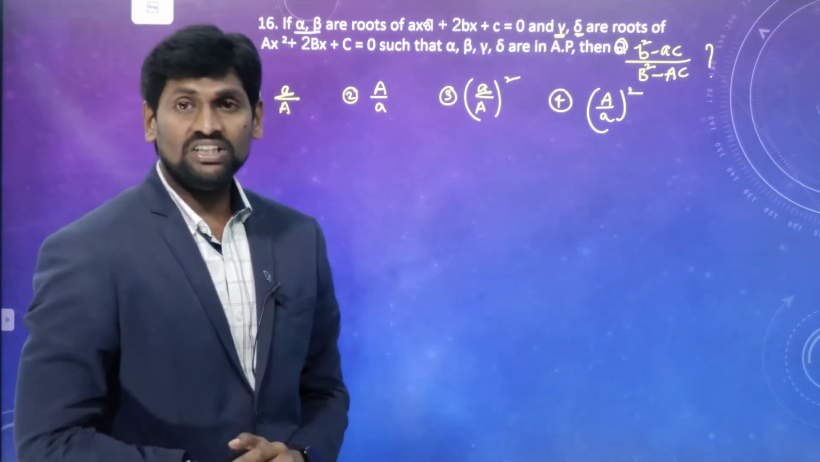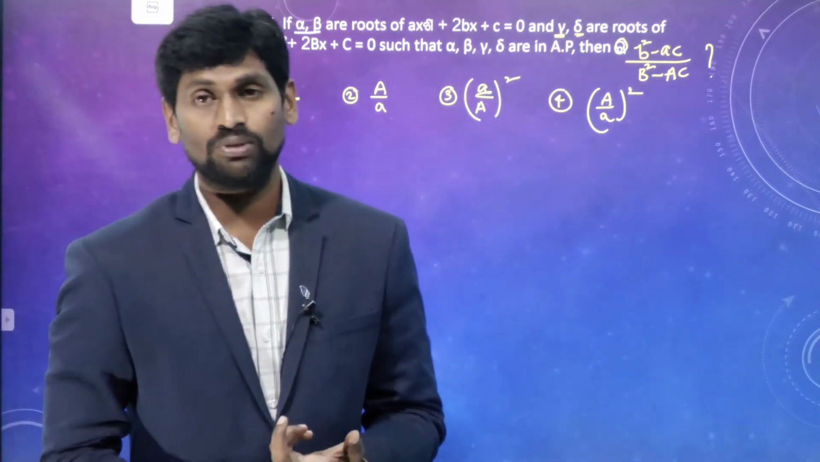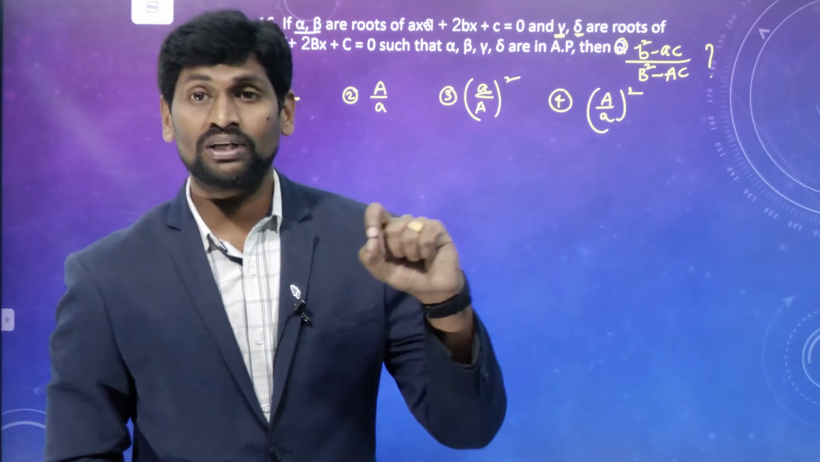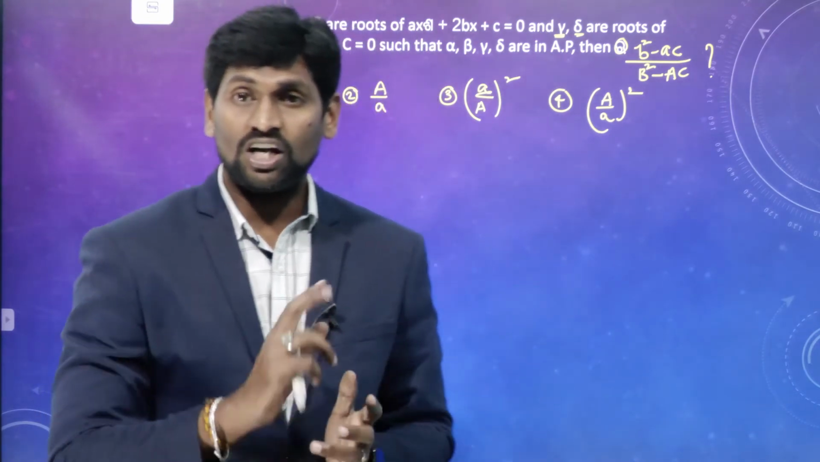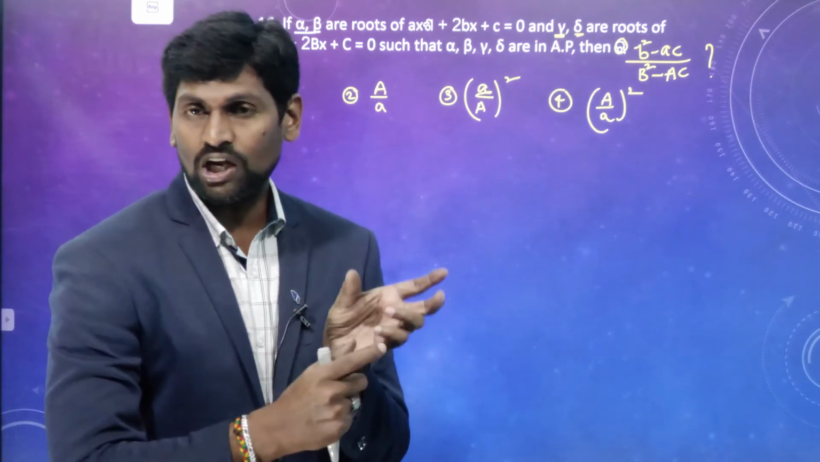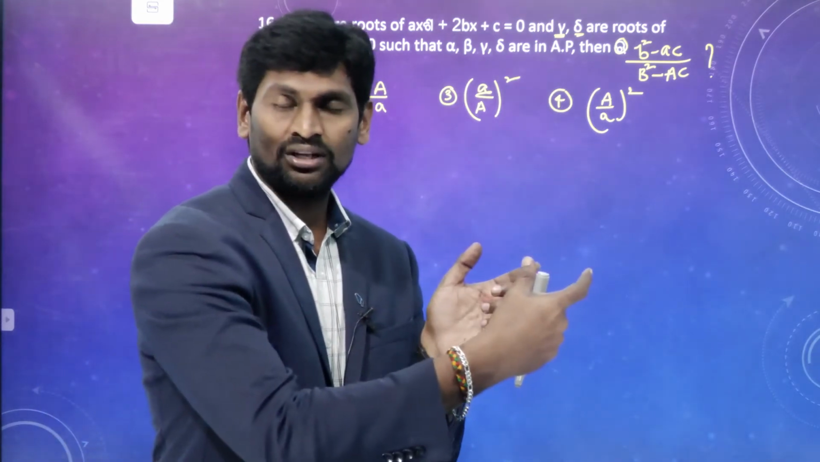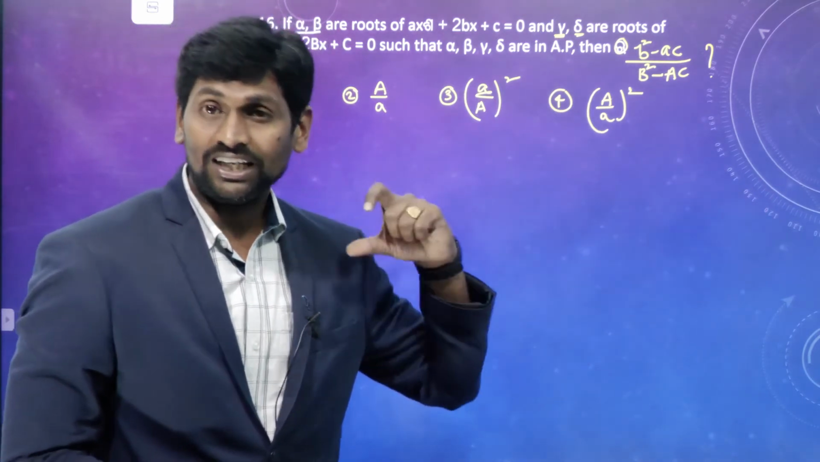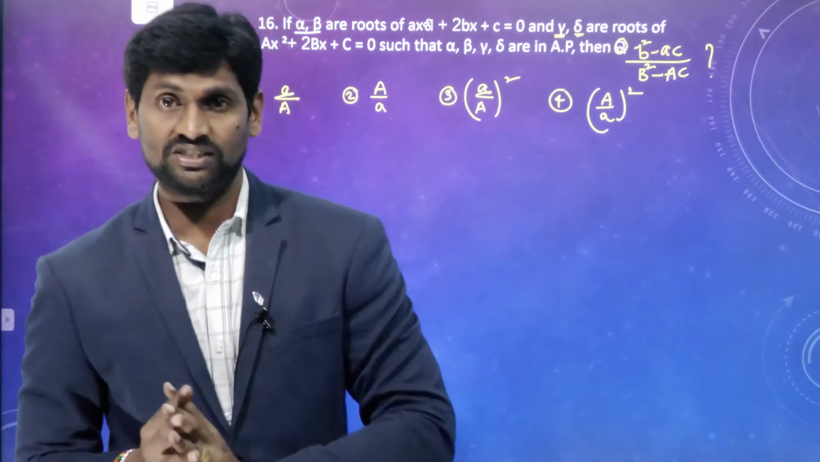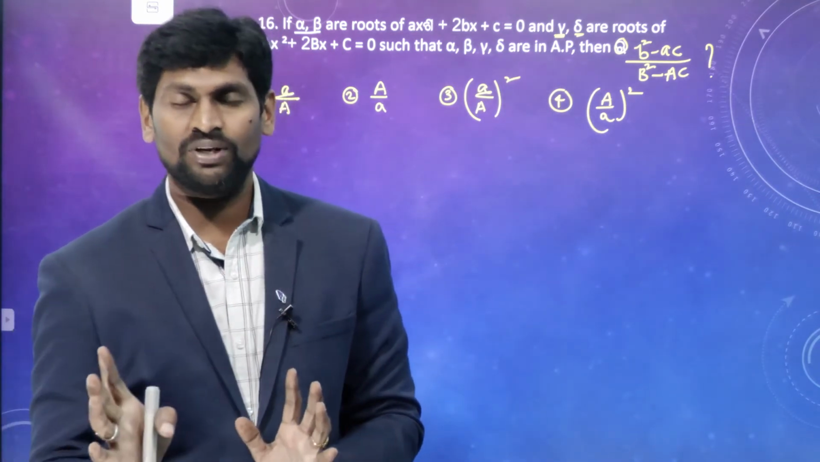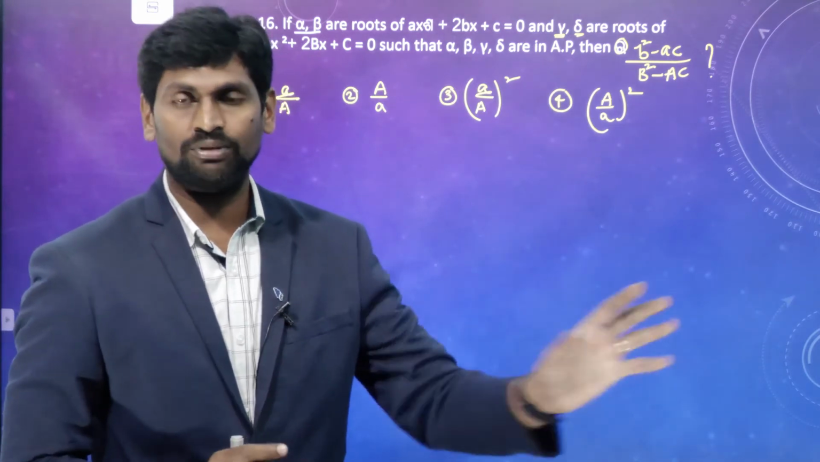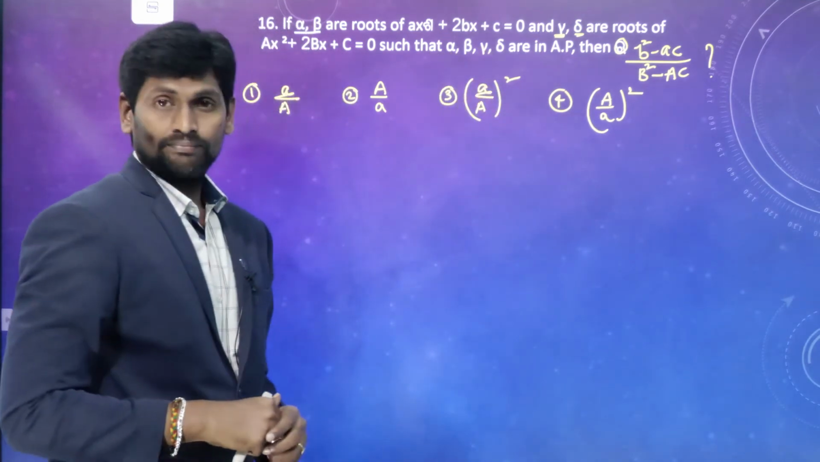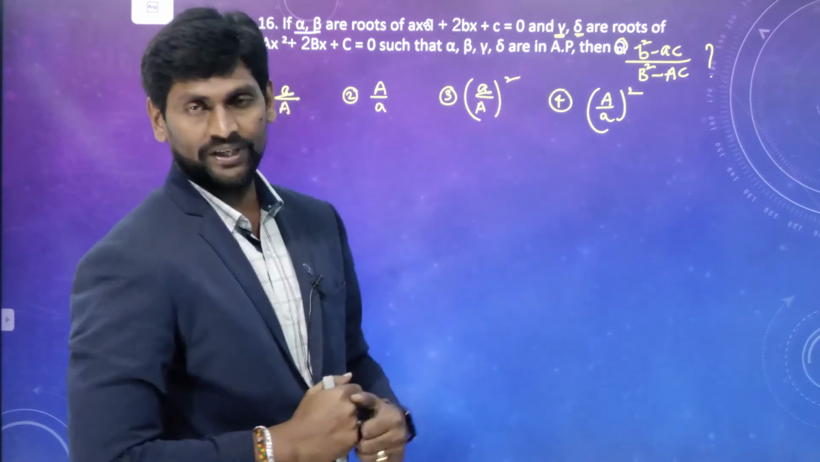AP is nothing but arithmetic progression. Arithmetic progression, as we have discussed in our earlier classes, is nothing but a sequence or series of numbers following a common difference between any two consecutive terms. First two terms have the common difference 2, second and third term also have the common difference 2, third term, fourth term, 4 and 5, 5 and 6. All consecutive terms are following the same common difference. So such arrangements are called arithmetic progression. In the same way, alpha, beta, gamma, delta, four terms are in the form of AP.